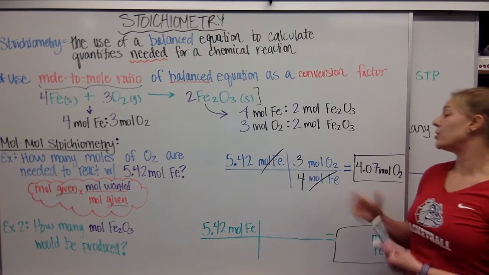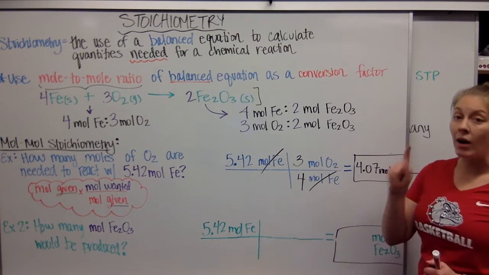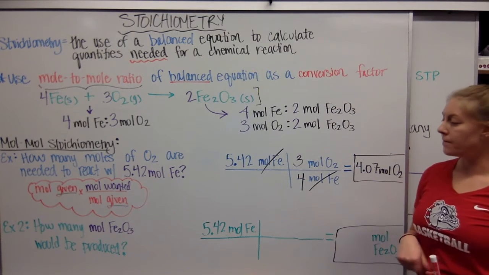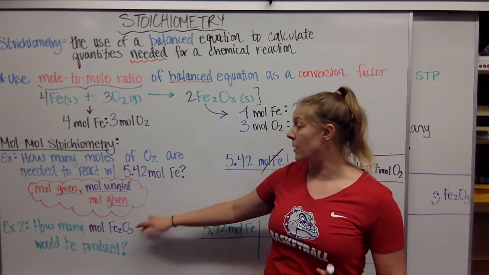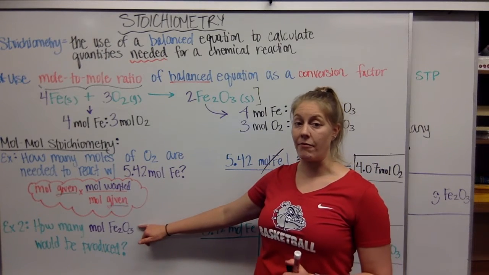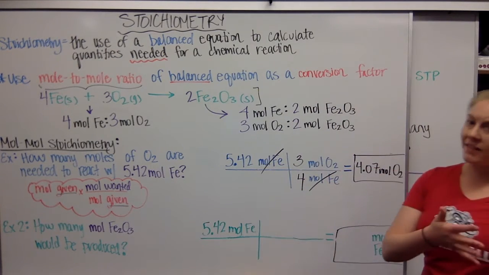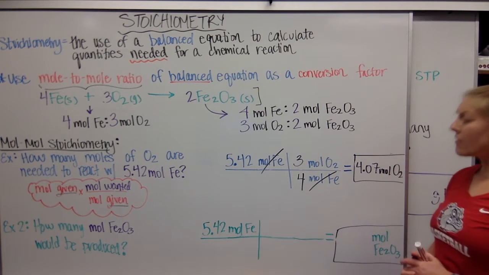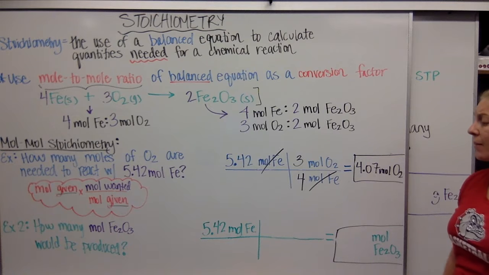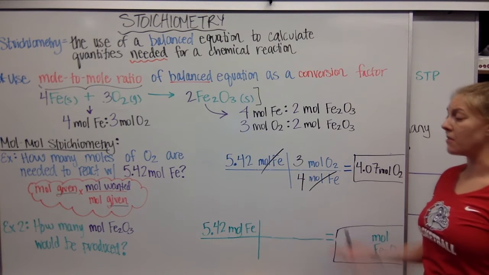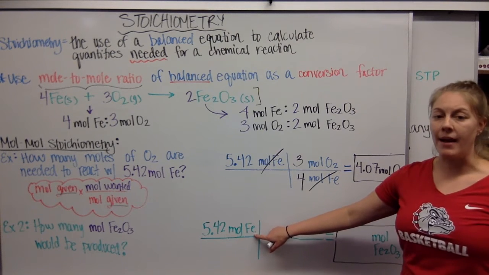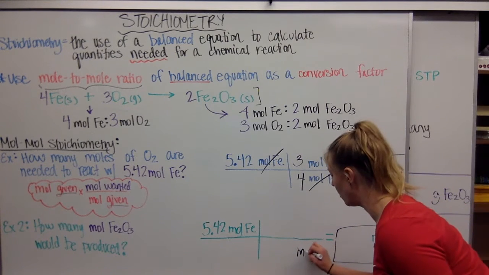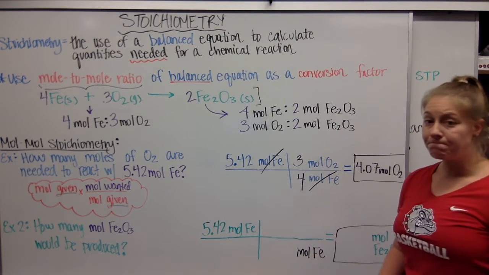Now, this mole-to-mole ratio is the only way to go from one substance, iron here, to another substance, oxygen here. In order to get from one substance to a different substance, you need that mole-to-mole ratio, okay? So let's try another example. Let's figure out how many moles of Fe2O3 will be produced with the same starting moles of iron. So moles of iron is on top, therefore moles of iron must be on the bottom also.